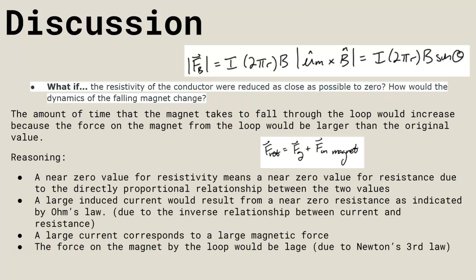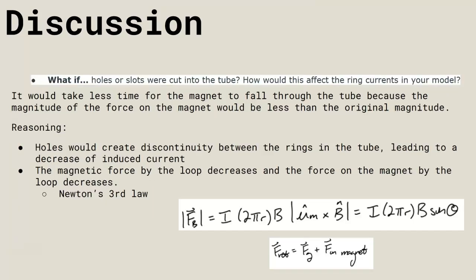If the resistivity of the conductor was reduced to be close to 0, the amount of time that the magnet takes to fall through the loop would increase because the force on the magnet from the loop would be larger than the original value. If holes or slots were cut into the tube, it would take less time for the magnet to fall through the tube because the magnitude of the force on the magnet would be less than the original magnitude.